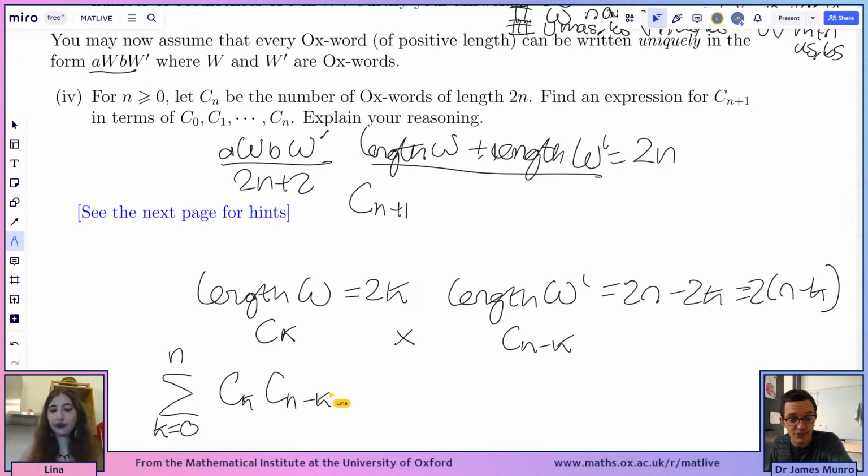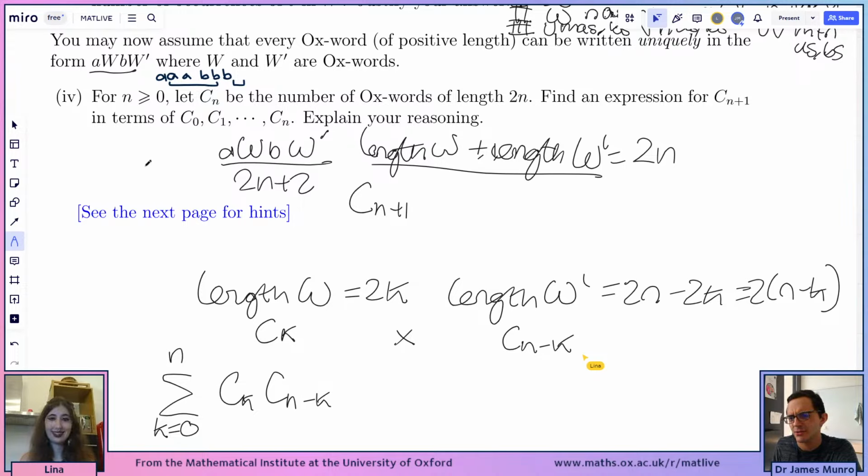Someone in chat's asked a good question, which was, is AAABBB in that format at the top? It's given to us in the question, but it looks a bit like it's not. They say, am I missing something obvious? And someone else in chat says, yes, it is obvious. I think it's not obvious, because the only way to write that in this form is for this to be W and this to be W prime, the empty word on the end, which is, I think, an interesting consequence of the empty word being an Ox word.